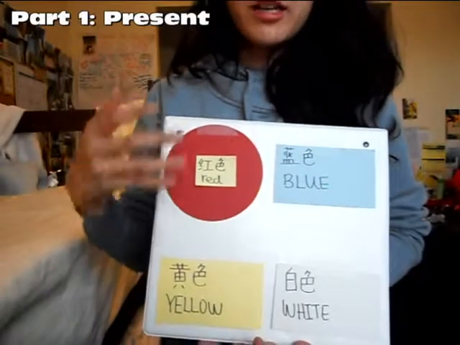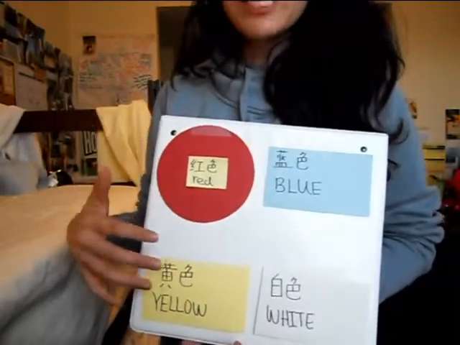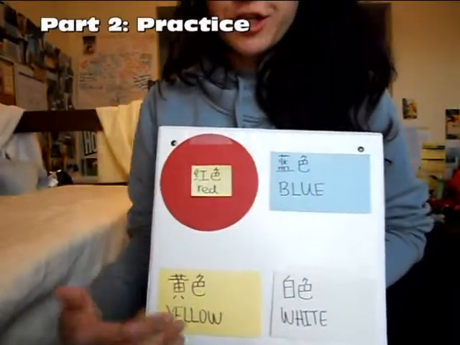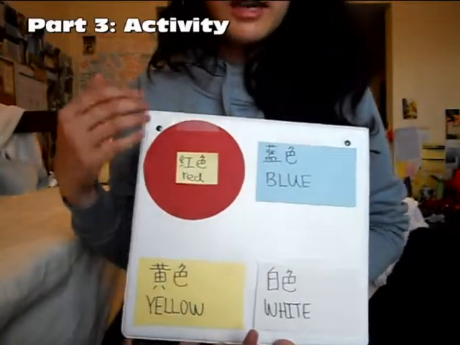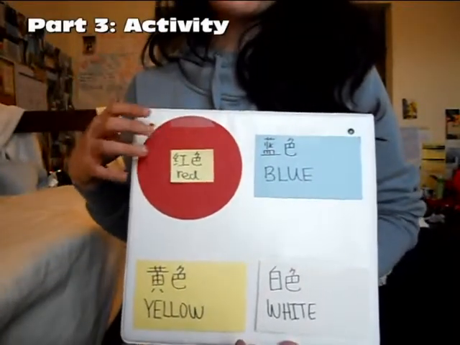The first part is presenting the colors to the class. The second part is having the class practice the pronunciations. And then part 3 is an activity based off the English words for colors.